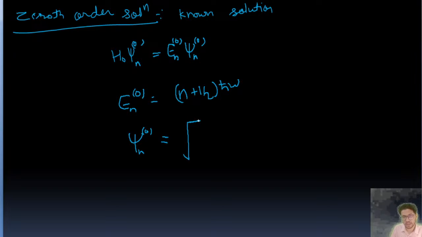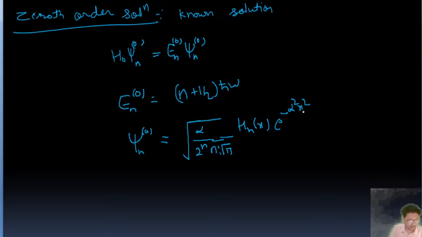I have already explained it in my previous lectures of quantum mechanics, when I explained the simple harmonic quantum oscillator. Okay, so this we know: alpha upon 2 to the power n into n factorial root pi into Hn(x), that is the Hermite polynomial, right? And e to the power minus alpha square x square by 2, right? This we know, right? So this is for the actual Hamiltonian.